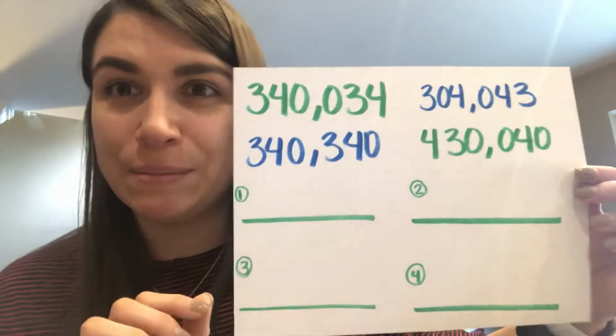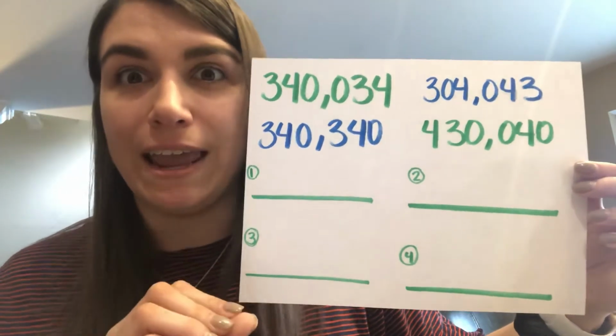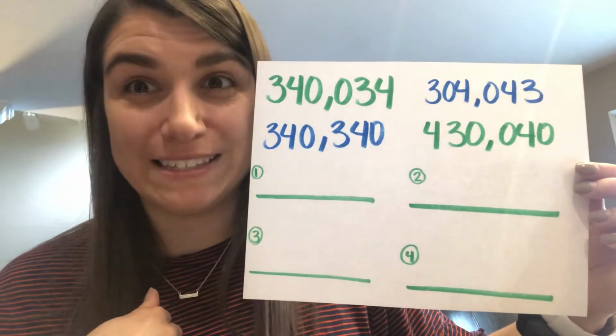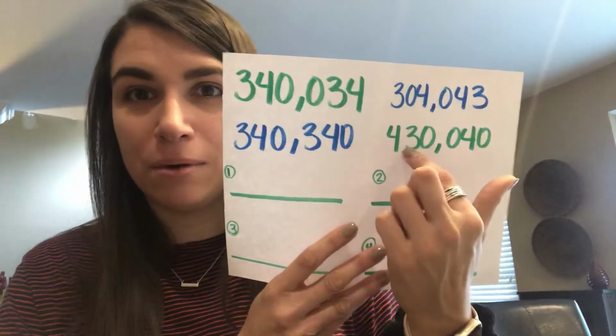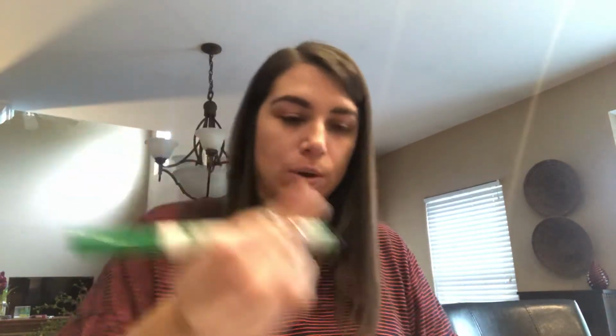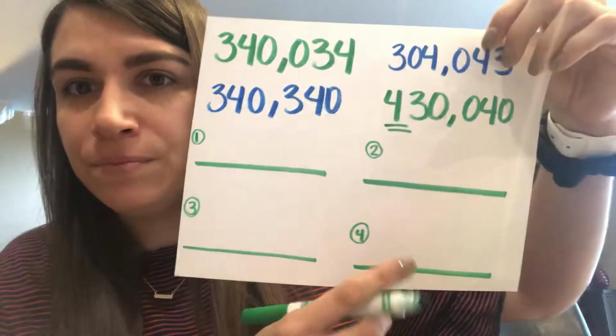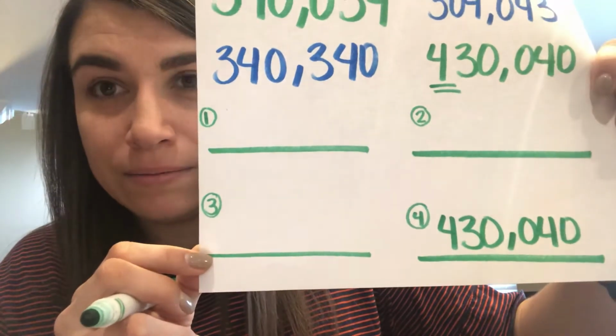All right, and now we're gonna put them in order from least to greatest. So already, I see one that's the biggest. Does anyone else? All right, so it's that one that has the different number in the 100,000s place. The 400,000 is bigger. So this one right away, I know that that 4 is the biggest, so it's gonna go down here in the 4 spot. So it's gonna be 430,040. So that's the biggest one.